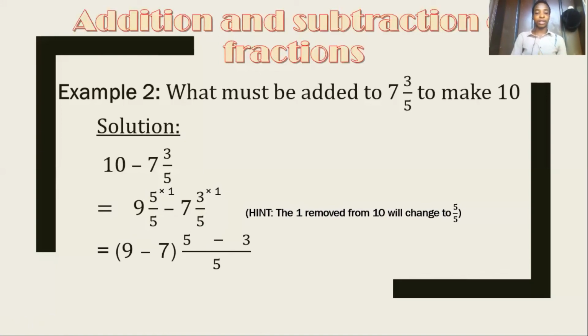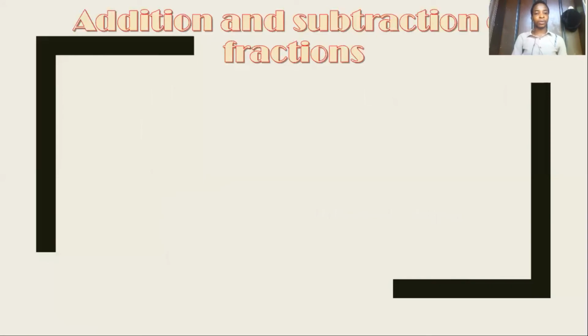So let's go. 9 minus 7 will give us what? 2. Then 5 minus 3 will give us 2 over 5. Do we get that? Quite simple. Remember, when you're subtracting from a whole number, you borrow 1 from it. The 1 will change to a fraction of whatever your denominator for the other number is. Please take note.